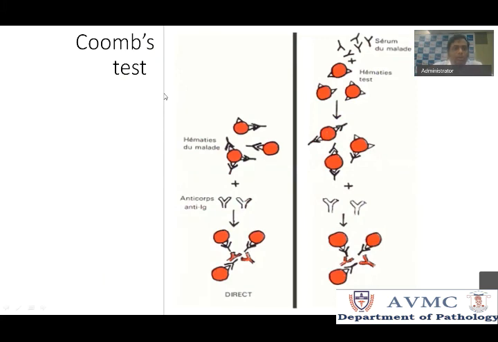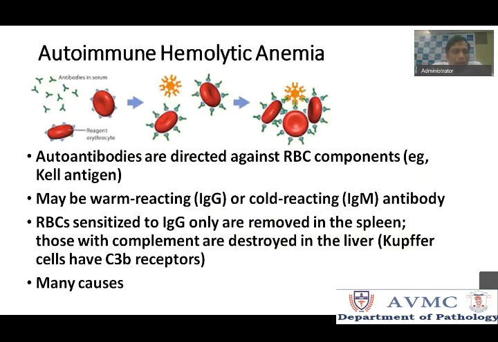The test you do to confirm is the Coombs test, which is a direct Coombs test, and there is an indirect Coombs test. I don't want to discuss all these things. Again, it's a simple test, and you can read through books. If you have any doubts, you can ask me. So this is autoimmune hemolytic anemia.